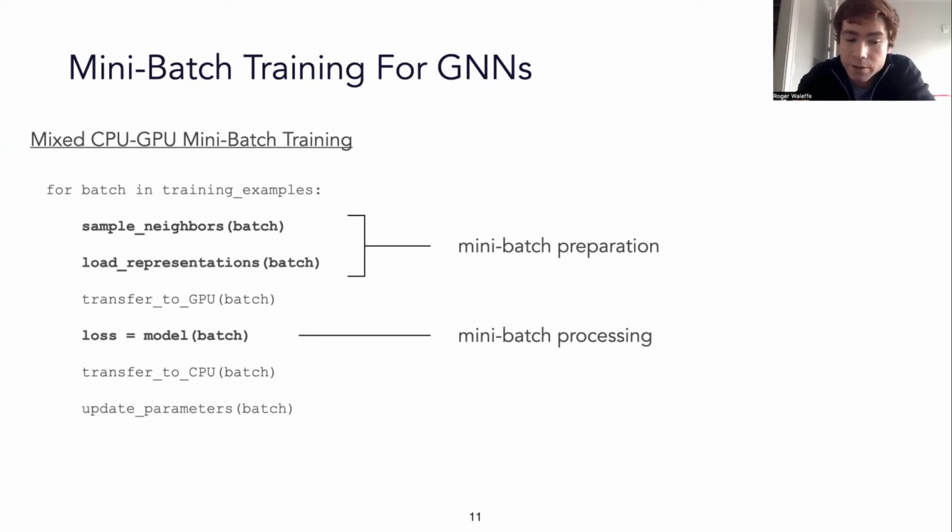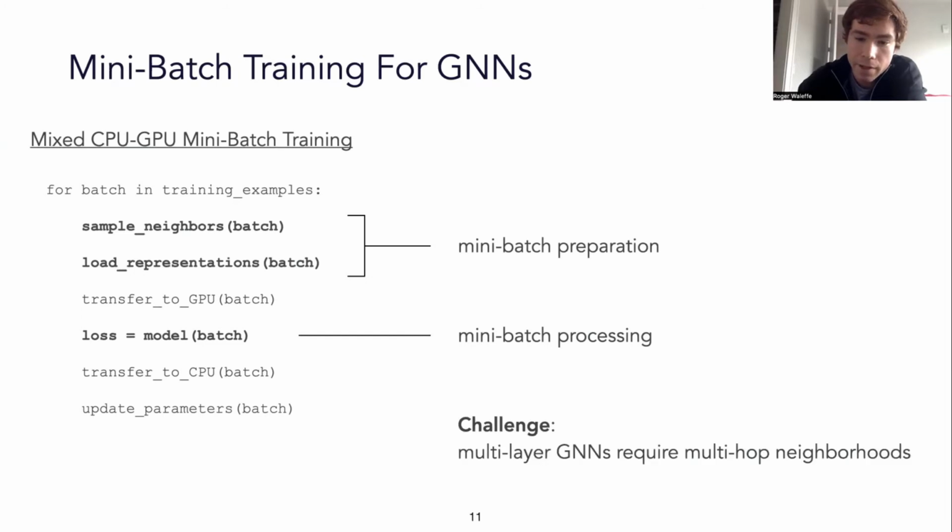But before we can transfer these batches to the GPU for computation, we have to sample neighbors for the nodes in the batch so that we have the relevant information to perform the GNN aggregation. And this mini batch preparation is a key step for GNN training and a significant difference from conventional ML models. Only once we have this neighborhood information can we then load the base vector representations from memory and transfer the batch to the GPU for processing. And the challenge here is that this training process is often bottlenecked by this mini batch preparation step because multi-layer GNNs require sampling multi-hop neighborhoods from the graph, and these quickly grow in size.